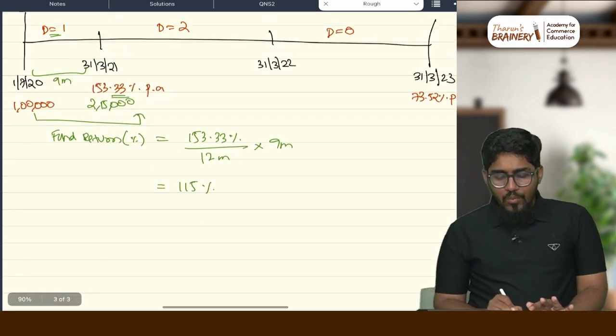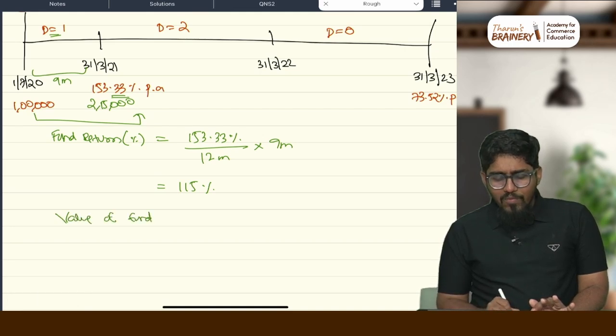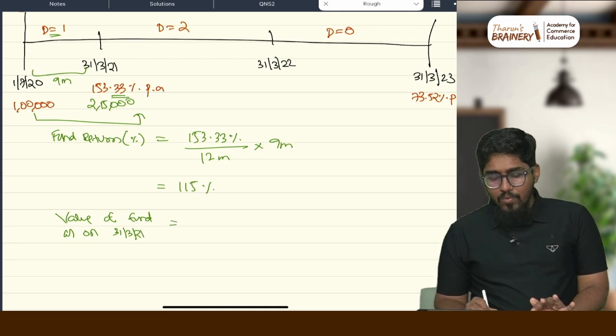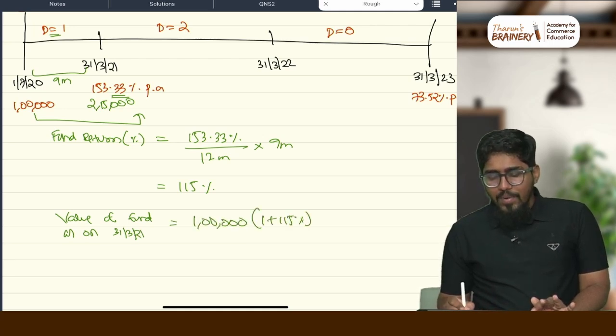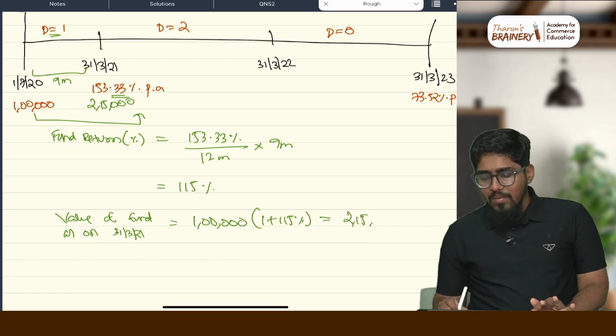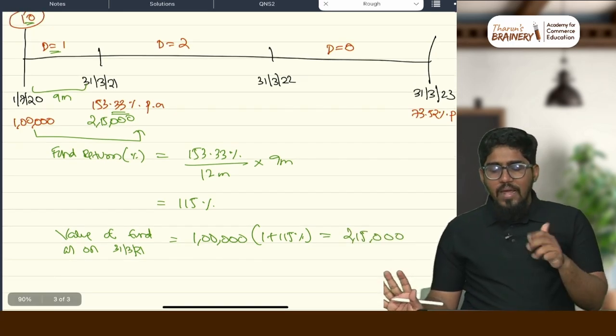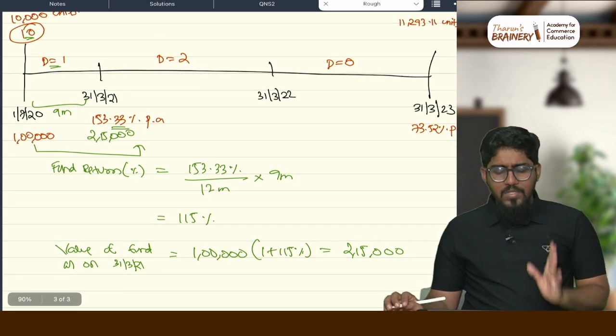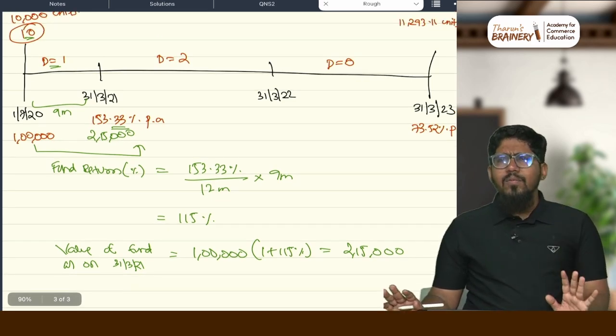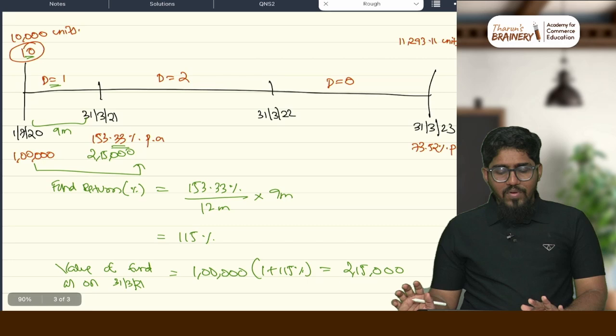Okay sir, what is the value of my fund? Value of fund as on 31/3/21 is equal to 1 lakh into 115 percent, which is nothing but 2,15,000 rupees. This much clarity you are having. Super. 2,15,000 rupees is the value of the fund. Are you all with me?